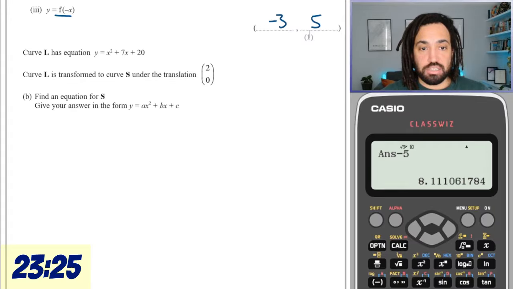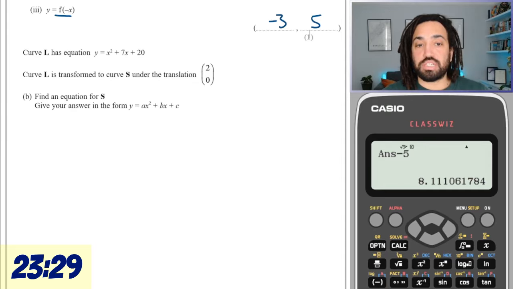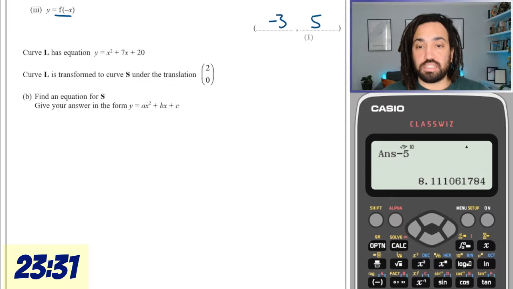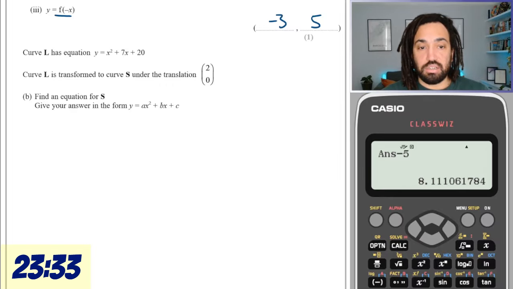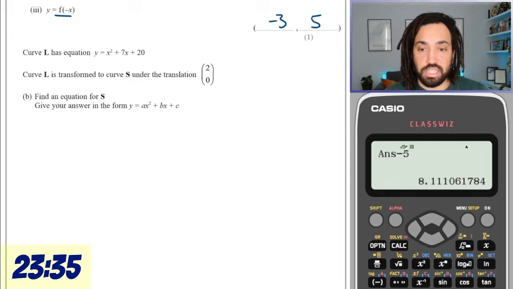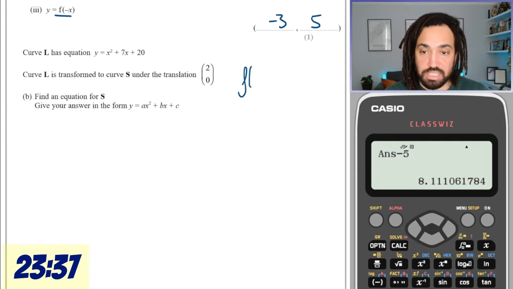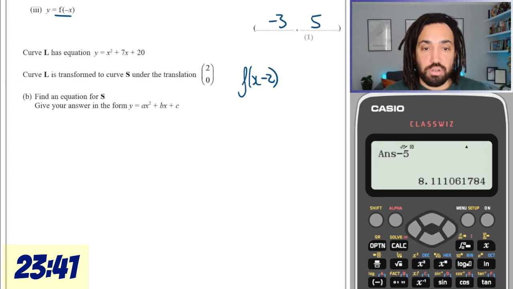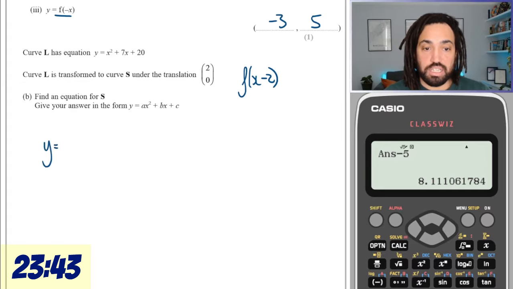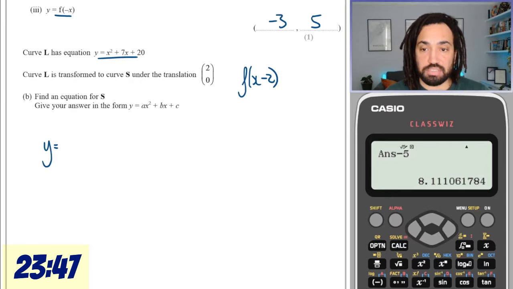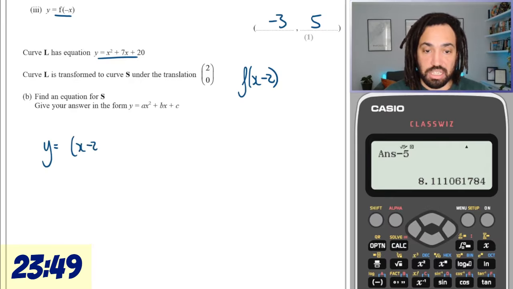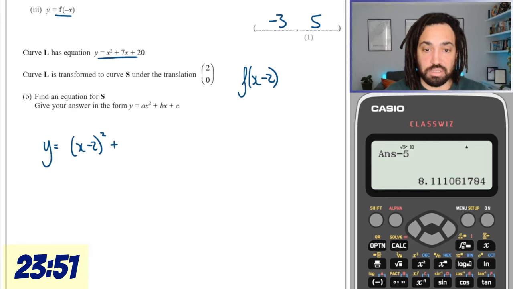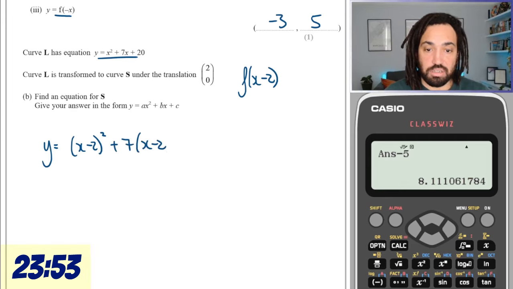It says that the graph L is this equation. The curve L is transformed to curve S under this translation. Find an equation for S. Okay, so this translation is 2 to the right, which is f of x minus 2 is the graph transformation. So if this is f of x, and I want to change it to f of x minus 2, I need to take all the x's and change them into x minus 2's, like so.